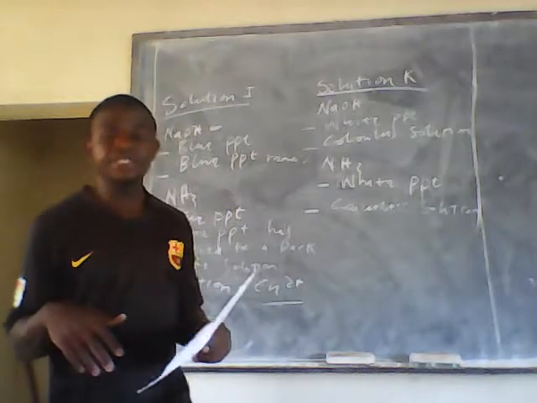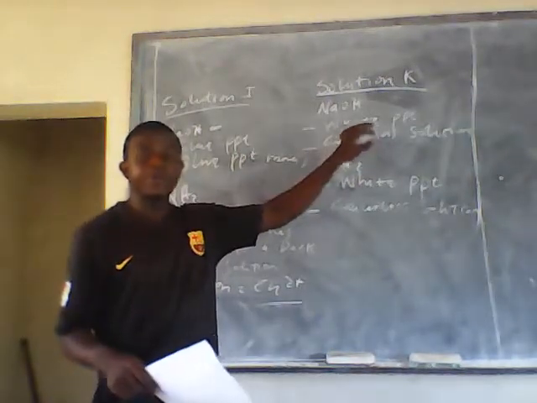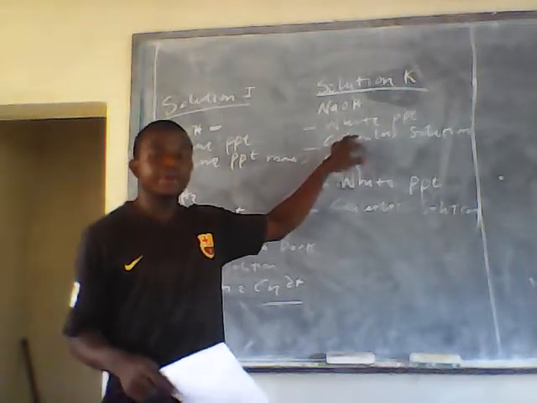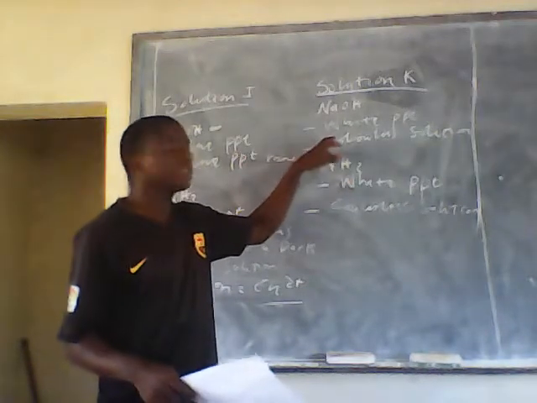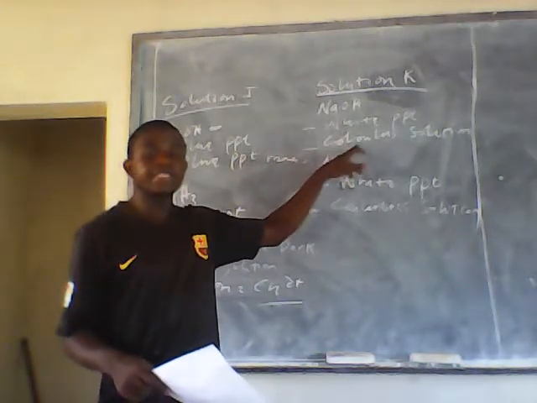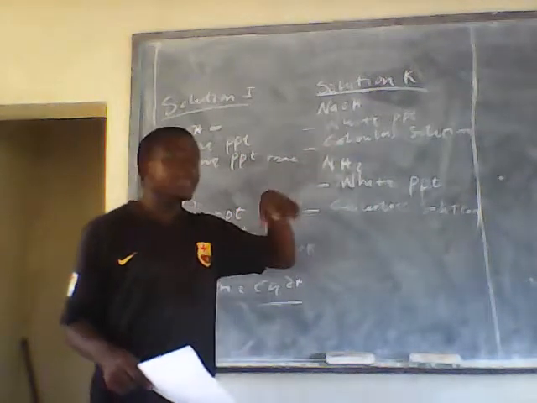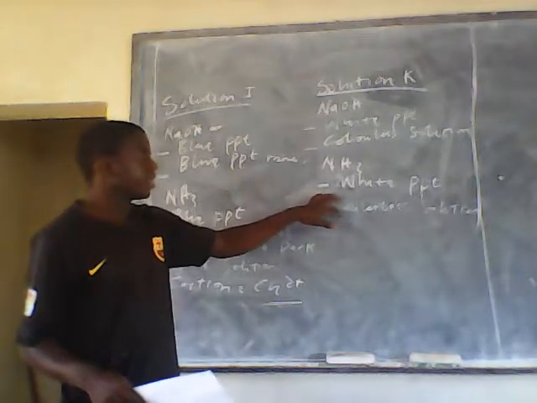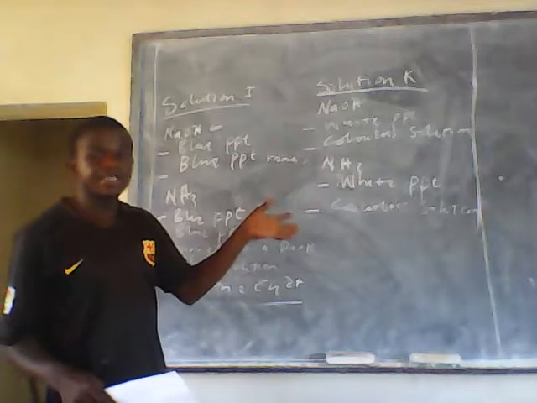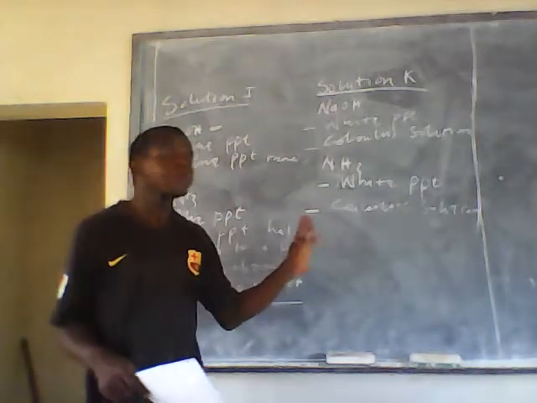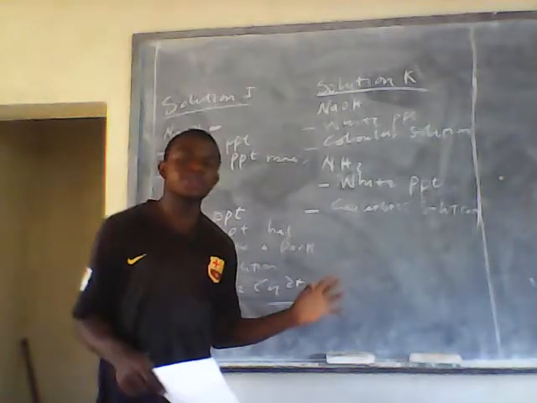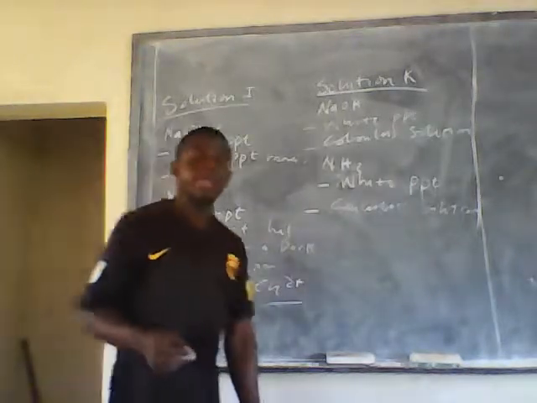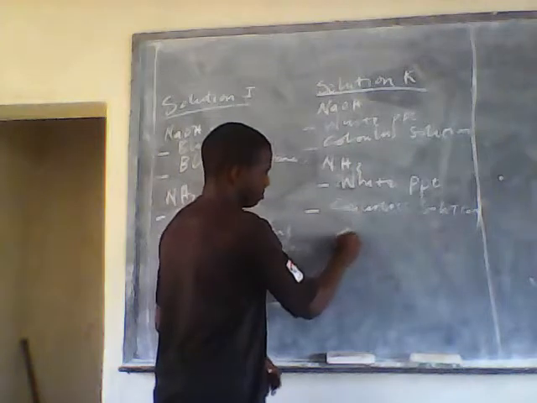This is because zinc ions produce a white precipitate when you add a small portion of solution K with sodium hydroxide. You are going to get a white precipitate, and when you add excess sodium hydroxide, you are going to get a colorless solution, which means soluble in excess. And when you add a small portion of solution K with ammonia, you are going to get a white precipitate. And when you add excess ammonia into that same test tube, you are also going to get a colorless solution, which means soluble in excess. And here I can write down that the cation present in solution K is zinc ions.